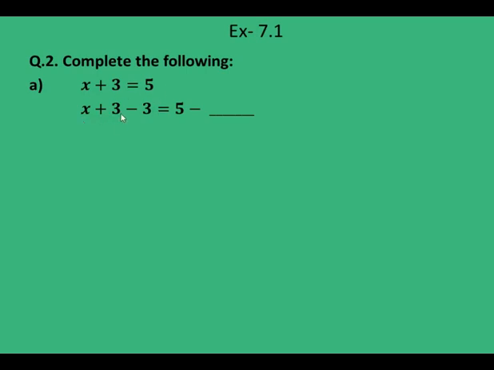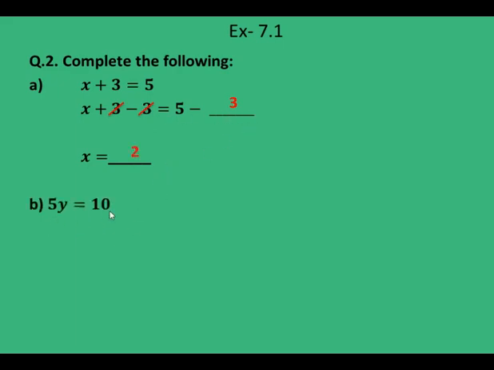So in the second step, x plus 3 minus 3. We have subtracted 3 from the LHS side, so the same process should be done on the RHS side, minus 3. So plus 3 minus 3 has been cancelled. So x will be equal to 2, since 5 minus 3 is 2.